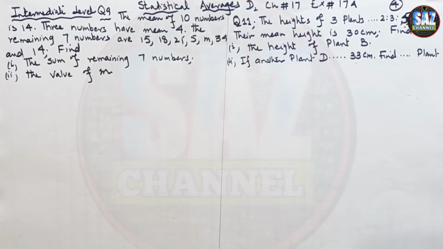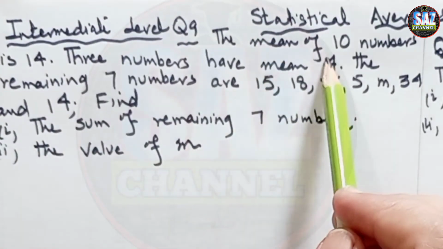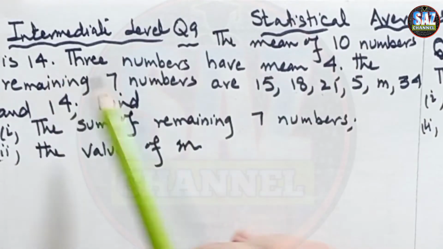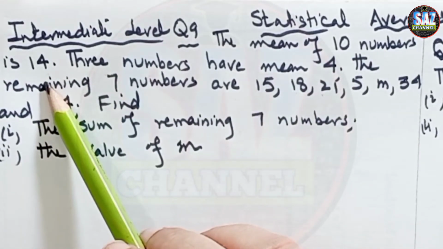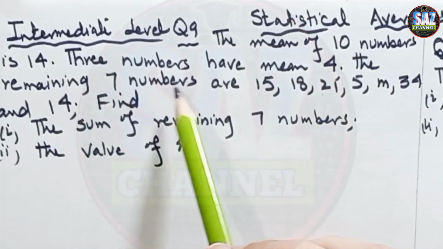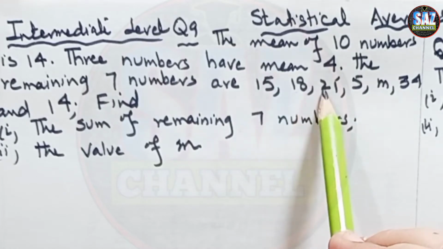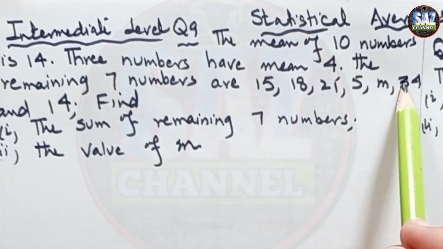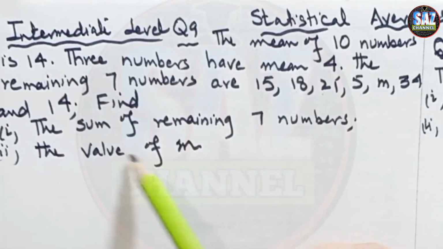Let's move to intermediate level, question number 9, and let's read the question from the book. Question 9 says that the mean of the 10 numbers is 14. 3 of the numbers have the mean 4. The remaining 7 numbers are 15, 18, 21, 5, m and 34. Find the sum of remaining 7 numbers and find the value of m.